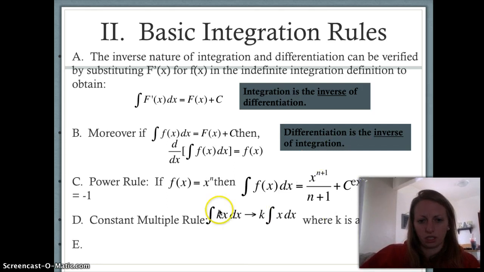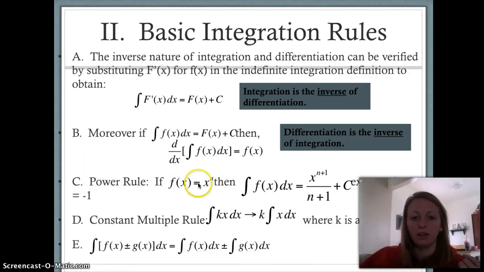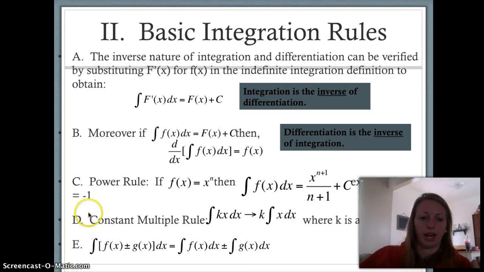The power rule, sorry about that. The power rule says if f of x equals x to the n, and this is actually the most important thing you're going to need to know and be able to use right now, then the integral of f of x is x to the n plus 1, so we're adding 1 to the exponent, over n plus 1. Again, you have to attach c at the end to account for a constant. The only time this doesn't work is when n equals negative 1.